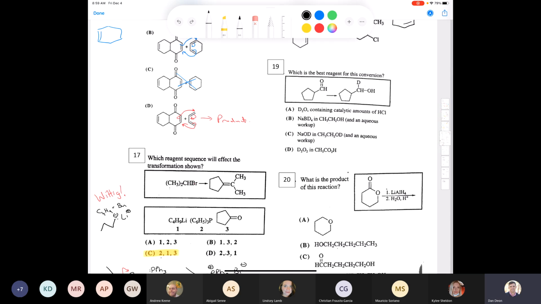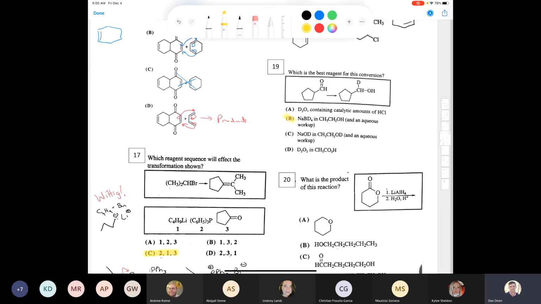All right, Andrew says B. All right, let me see here. It is the correct answer. So what are we doing here? We're doing a reduction, and if I was to treat this with water containing catalytic amounts of HCl, that's not going to do a reduction. Sodium borodeuteride will do a reduction.